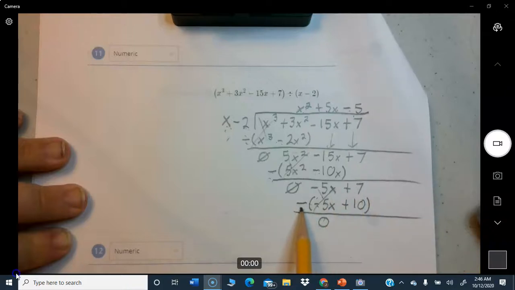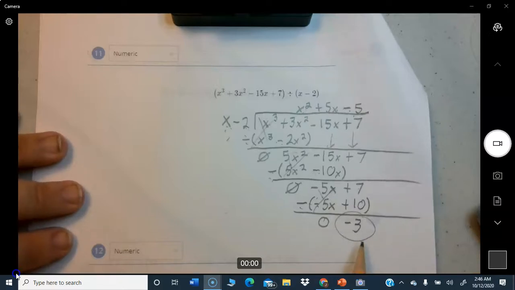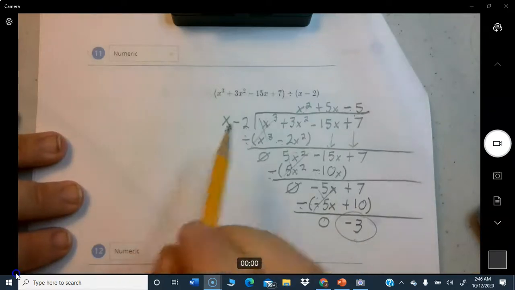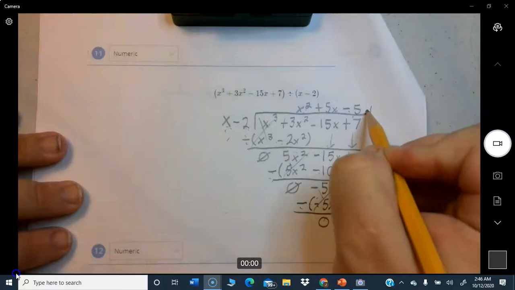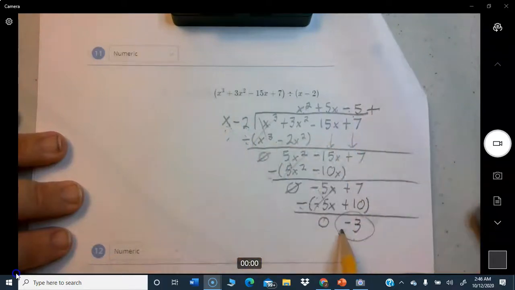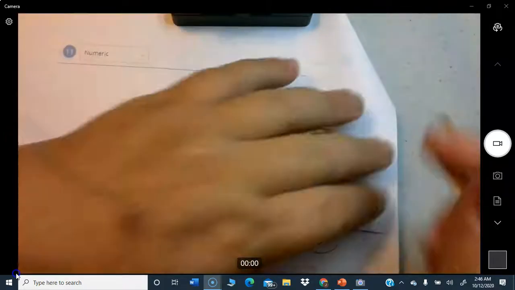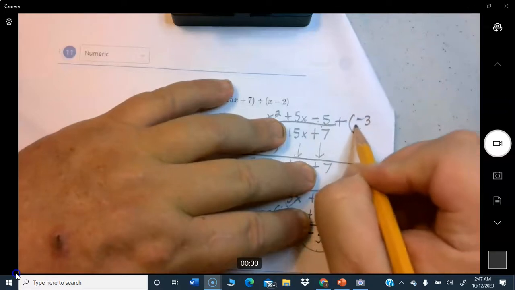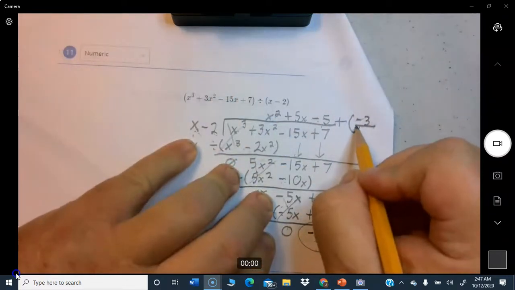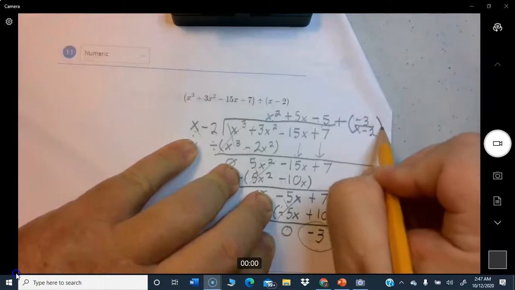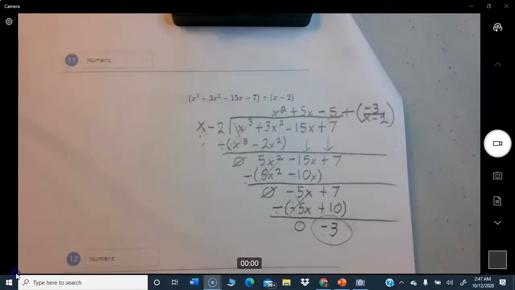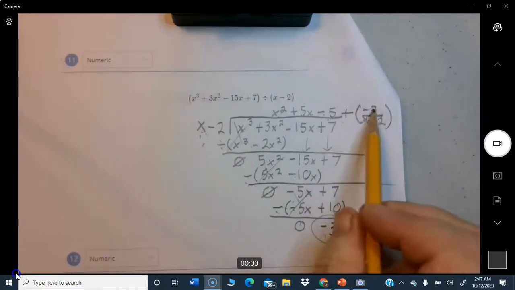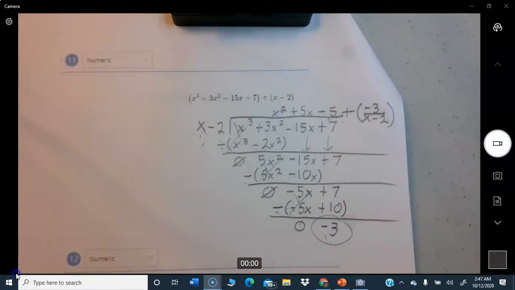So 7 minus 10 gives you -3. So that's your remainder right there. So simply the remainder is shown by putting the remainder over the divisor. Put a plus sign in front of it. If there happened to be a minus sign there, just go ahead and put a plus anyway. And then you can, in parentheses, put -3 over the divisor, x minus 2. You can do it like that, okay? So I'd always put a plus sign there, and if it's a negative number, just put it in parentheses like that. Okay, so that's that.